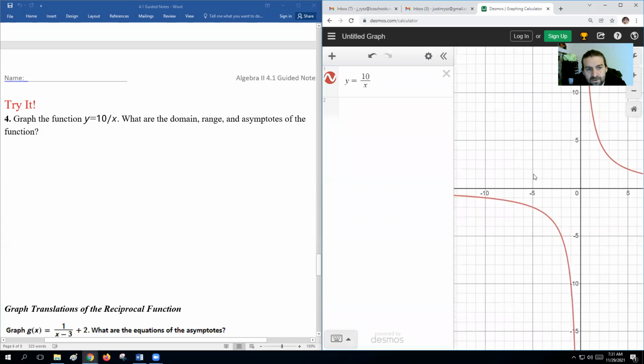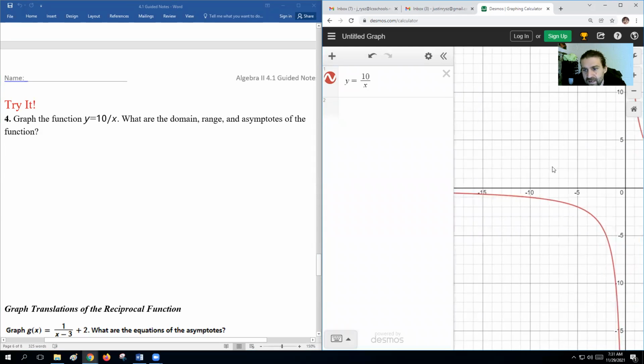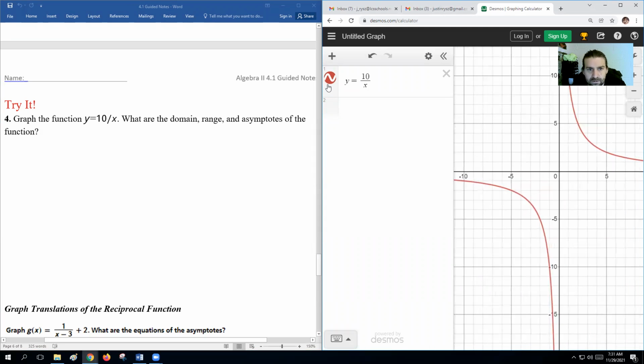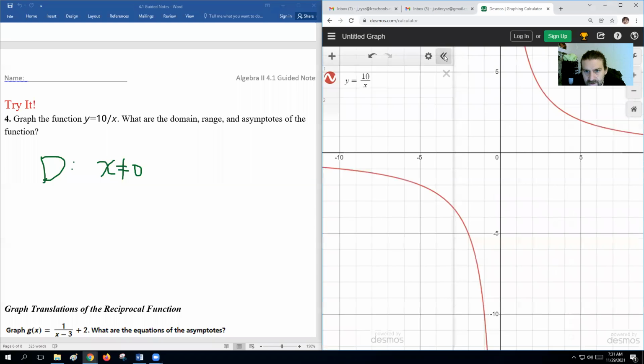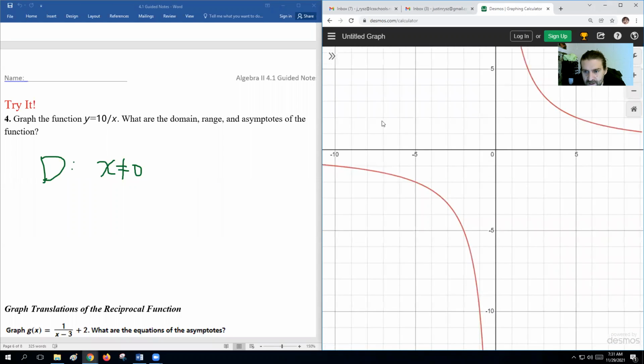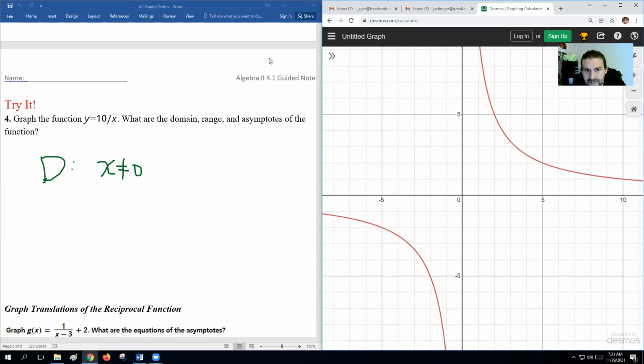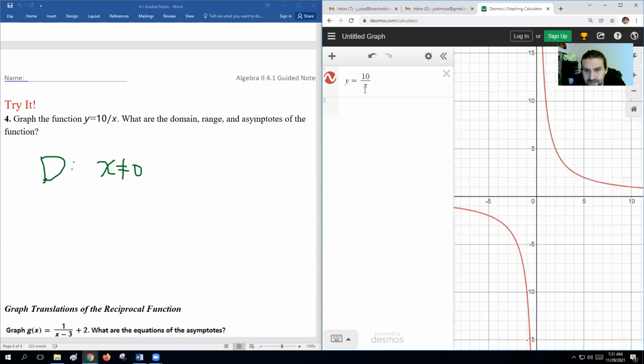Okay, so if we look at this, and we're just looking at the domain and range, the domain, I'm just going to put D here, is that x cannot equal 0. If we look at our graph here, we have everything all the way over. The only time it jumps is right here when x equals 0. It makes sense because 10 divided by 0 does not work.